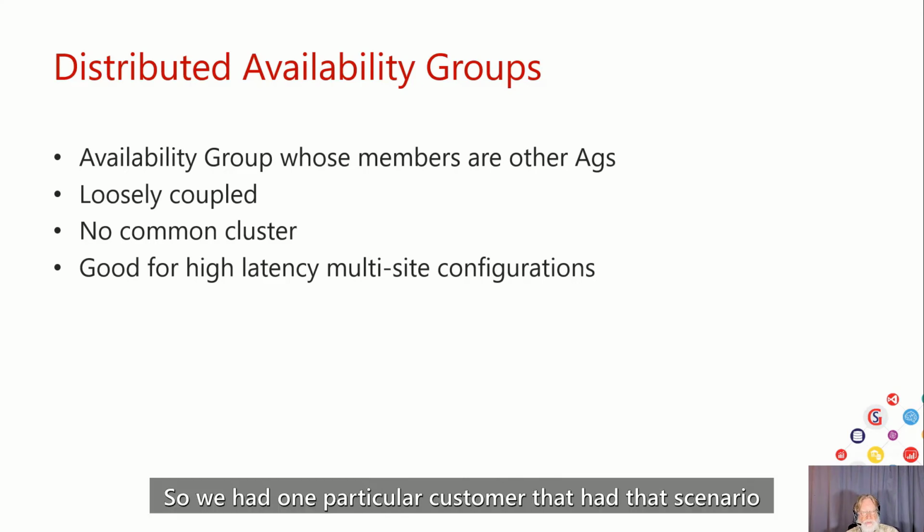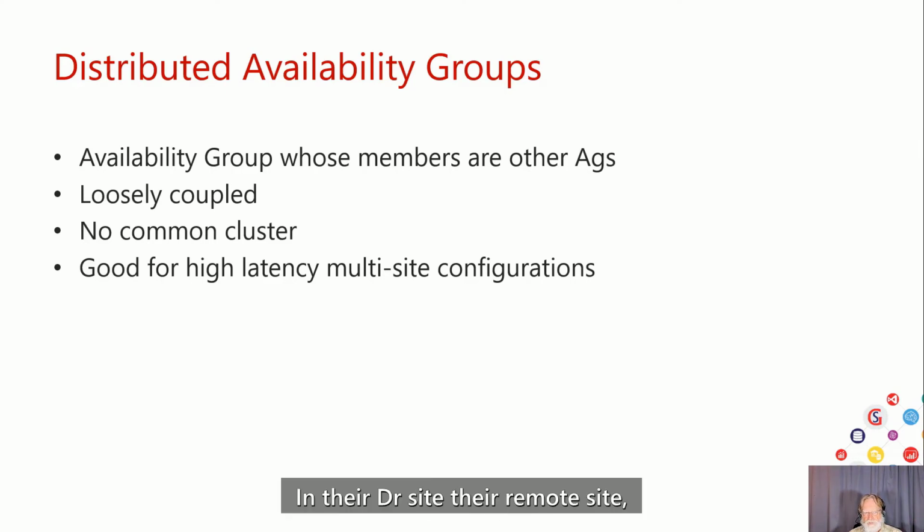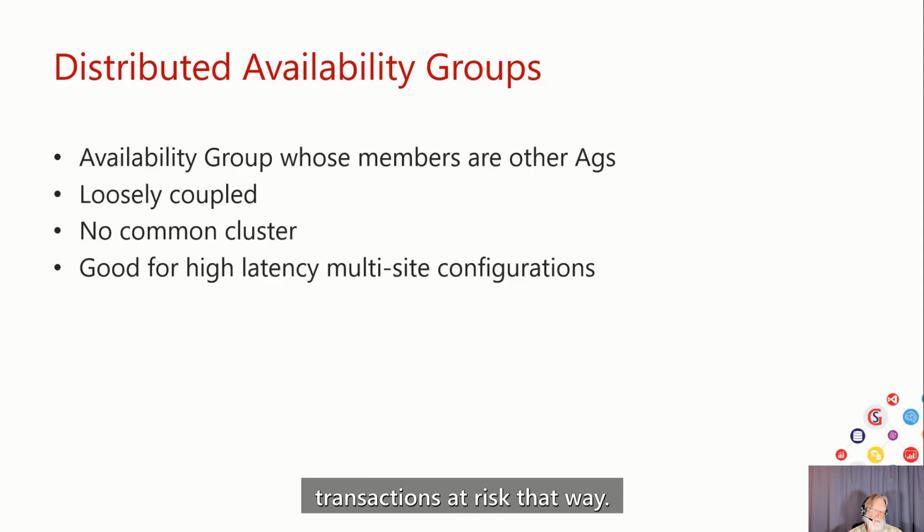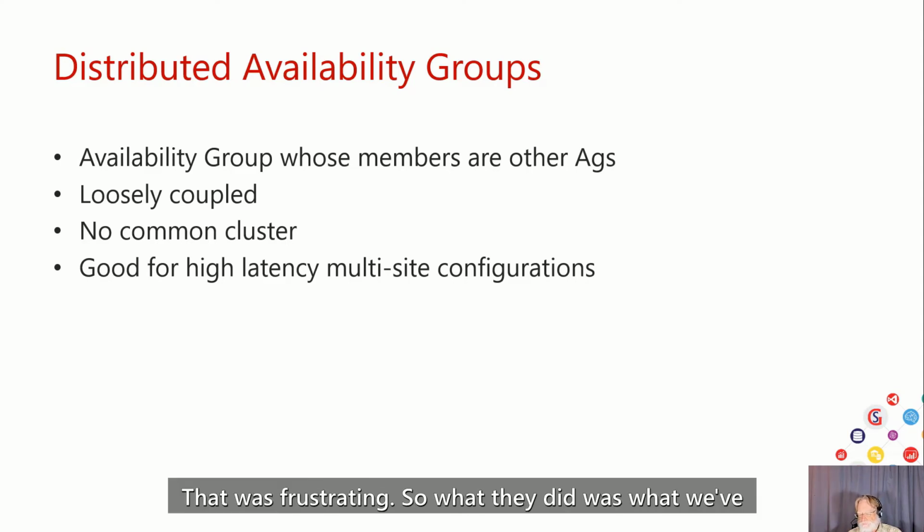We had one particular customer that had that scenario, and in their DR site, their remote site, they had applications that ran just on that site. They wanted to make use of the systems. It makes perfect sense. But the cluster would take them down because it lost quorum, even though there were no transactions at risk that way. That was frustrating. So what we've done is we set up distributed availability groups.